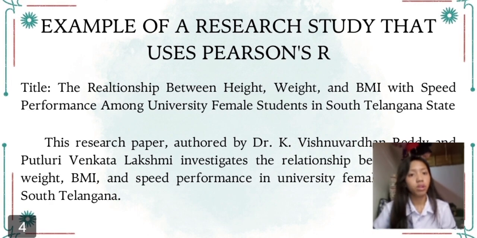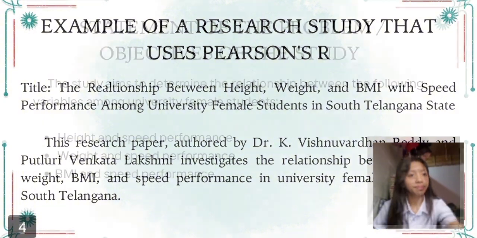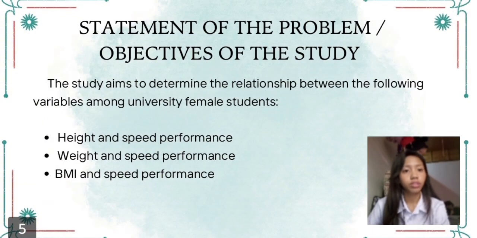This is an example of a research study that uses Pearson's R. The study investigates the relationship between height, weight, BMI, and speed performance in university female students of South Telangana. Their study aims to determine the relationship between the following variables among university female students: the height and speed performance, the weight and speed performance, and the BMI and speed performance.